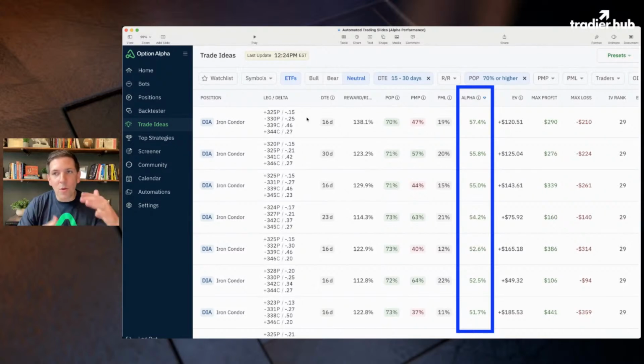Some come in, some go out of favor, but at least you have a metric that compares everything across lots of different tickers, strategies, wing widths, and expirations. Notice here we're comparing 16 days to 30 days to 23 days. I mean, we take all the possible combinations we can think of and put them into an area where you can then make these determinations for yourself.